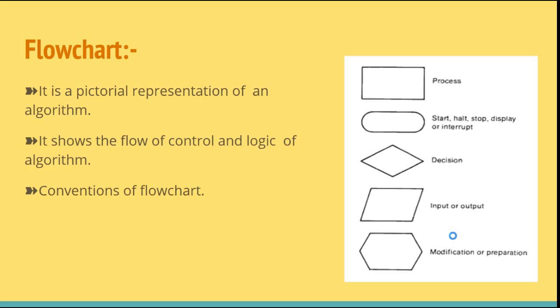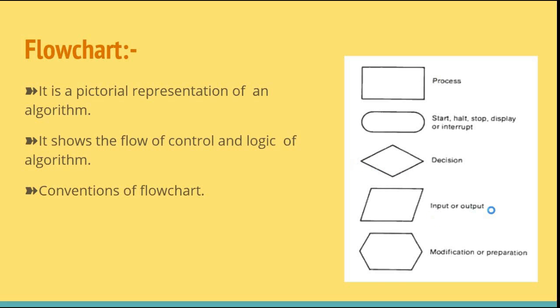There are also some conventions which we need to follow while drawing flowcharts. Now here is a table shown. Some standard symbols are given and what they refer to. So whenever we are going to describe a process, it should be described in a rectangle. Start, stop, halt, display or interrupt is shown by the round corner rectangle like this. Whenever it comes to decision, it is shown in a diamond box or a kite.